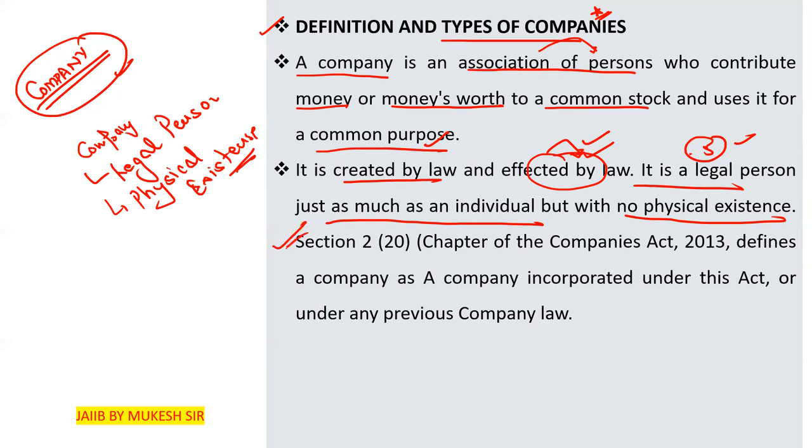Further, section 2, subsection 20 of the Companies Act 2013 defines a company as a company incorporated under this Act or under any previous company law, clear?